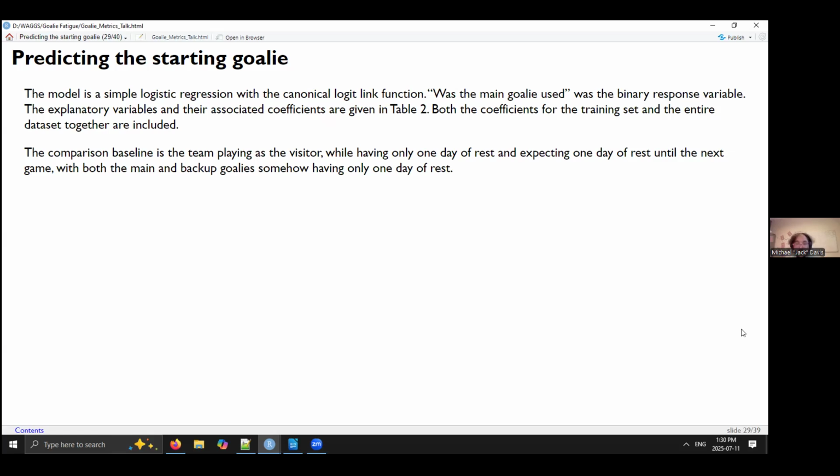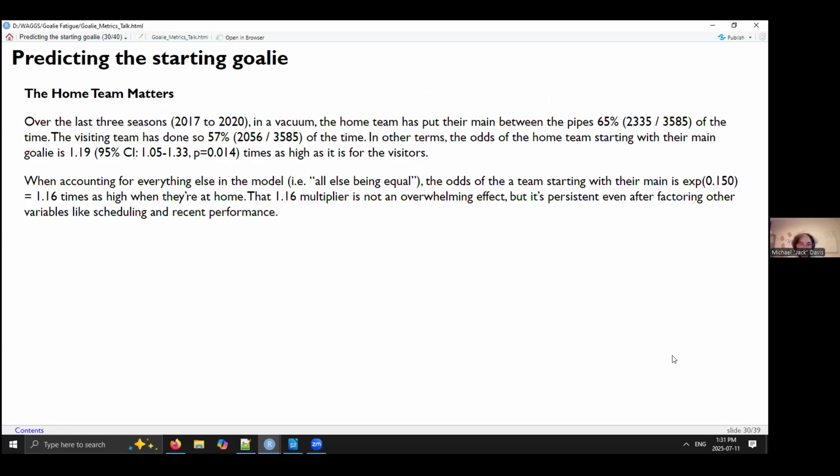Same idea as with the goal scoring, we're going to look at a logistic model, and the binary response was whether the main goalie was used. If for whatever reason a team has 3 goalies, we're lumping together the second and third one. And instead of showing you the model, which is just like 25 coefficients, let's break it down.